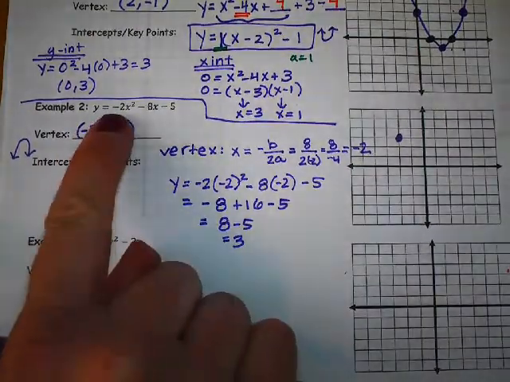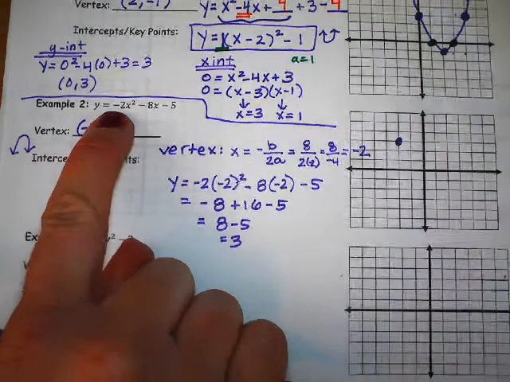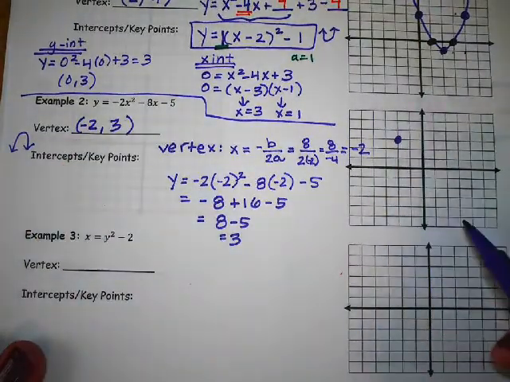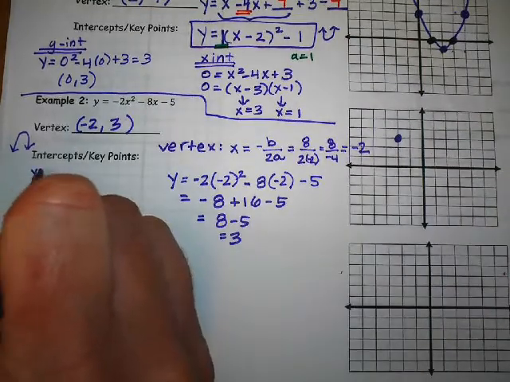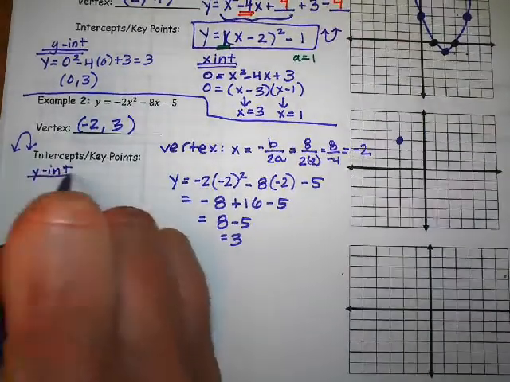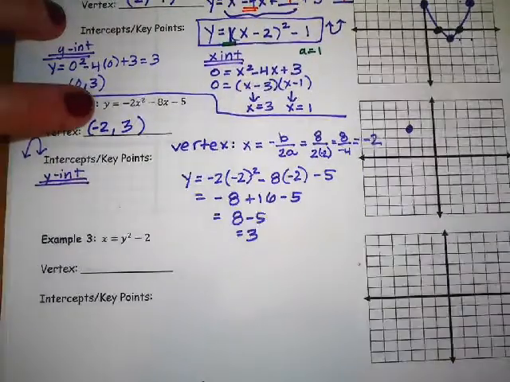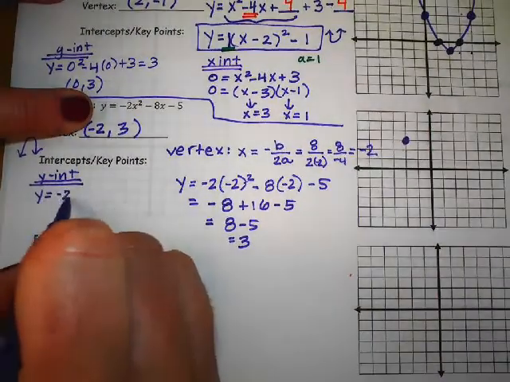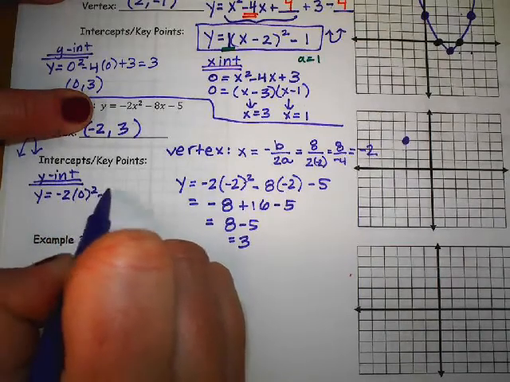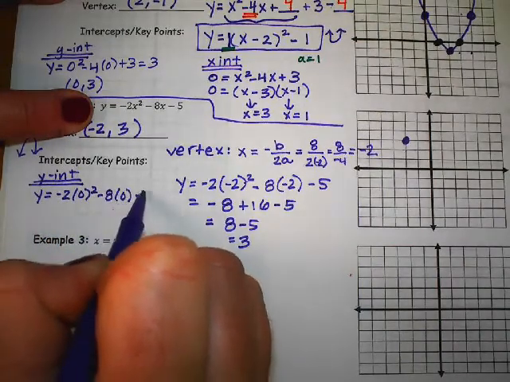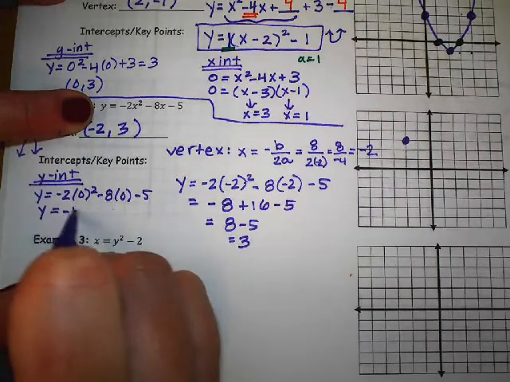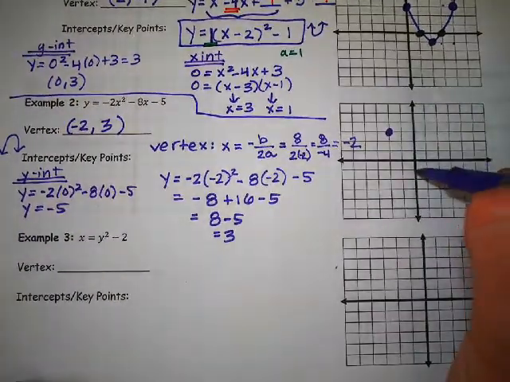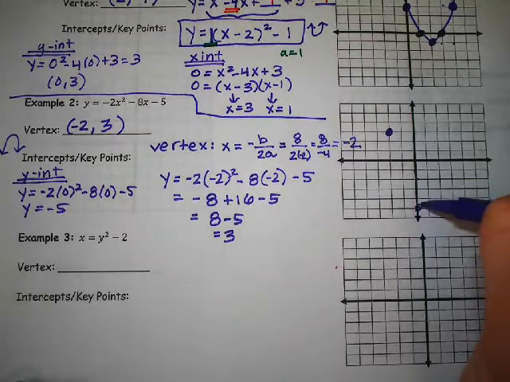My a value is not 1, so I can't use that shortcut. But if it's going to open down, I notice that it is going to cross over my y-axis. So let's try to find the y-intercept. I'm just going to go into my equation, and where I see x, I'm going to put in 0. And I get -5. So that means I have 0, -5. 1, 2, 3, 4, 5.